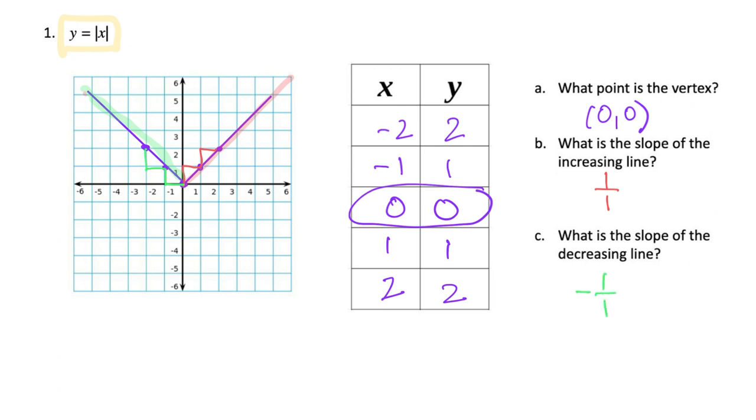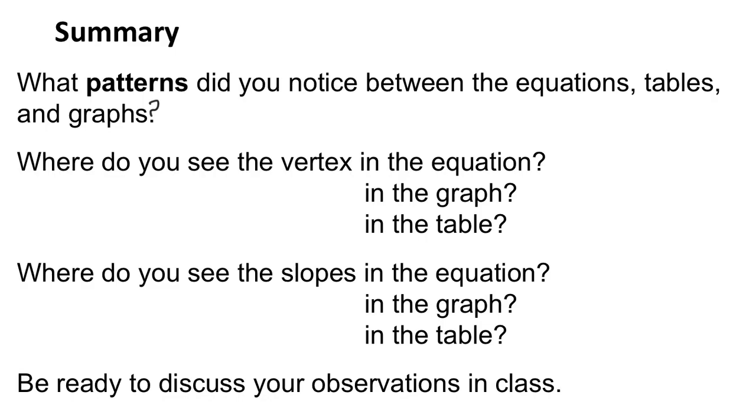You're going to repeat this process for the remaining 4 equations. As you use Desmos to make these graphs and tables, what patterns do you notice between the equation, tables, and graphs? Do you see the vertex in any of those places? Do you see the slopes, the positive and negative slopes, in either the equation, graph, or tables? Be ready to discuss your observations in class.